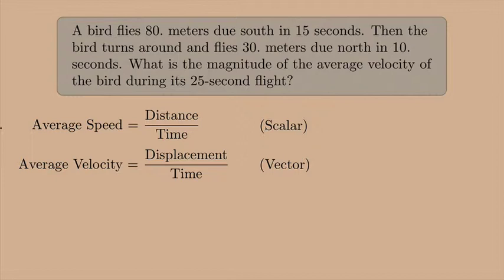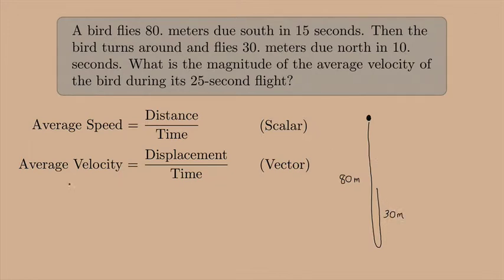Okay, so we want to calculate the average velocity. We should probably draw a picture of the bird's motion. So let's say the bird is flying due south. Here's my bird. And the bird flies due south. So there goes the bird. And then he turns around and flies 30 meters north. And then he stops right here. So this is 80 meters. And then he turns around and flies 30 meters due north.